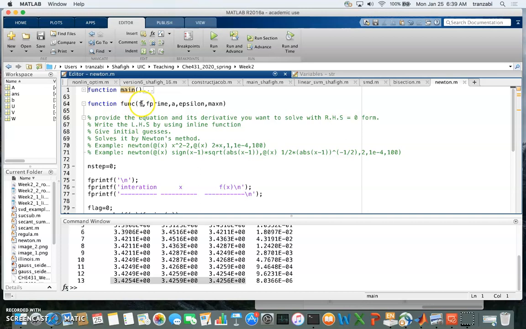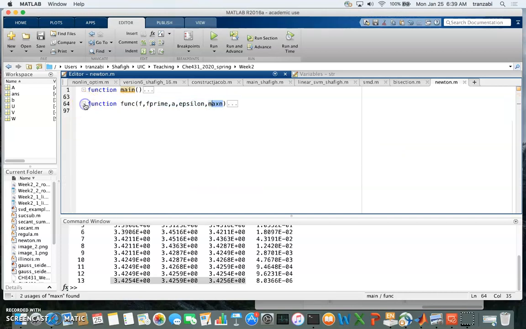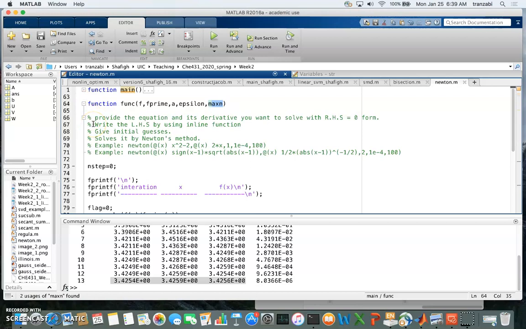So the first argument is going to be the function. The second one, I call it f prime. The third one, I'm going to have my guess value. The fourth one is going to be the threshold, epsilon, and the last one is going to be maximum number of iterations. So I can also minimize my function f, and you see that other than these two, I don't have anything in the code. So I'm going to maximize my function again. Let's look at that.